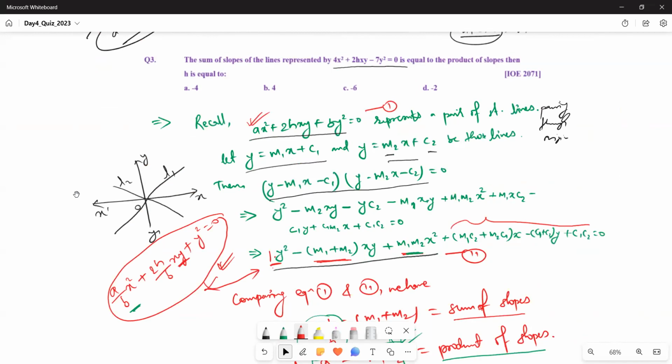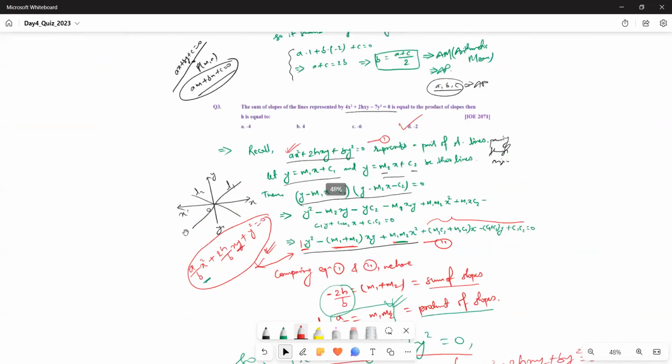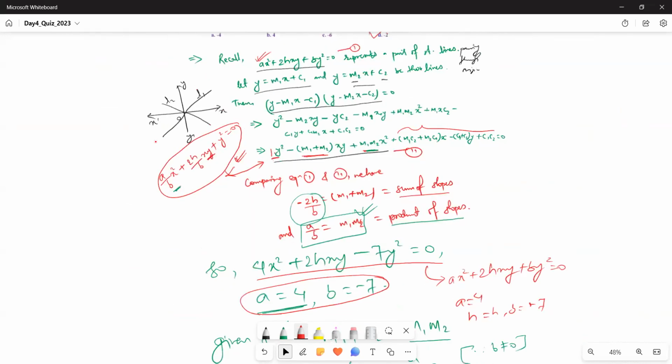So this is our right answer. In the exam, don't do these derivatives. I did it just to make you understand. In the entrance exam, you have to start from this one.